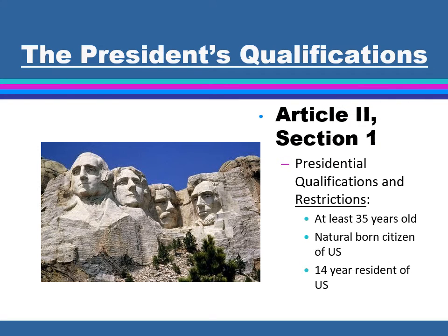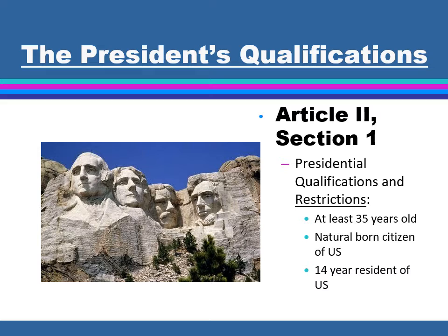The only qualifications that we have listed to be president of the United States are found in the Constitution, which is where we should look to find all of our information about government. If we want to know the truth, go right to the source. We're going to find that in Article 2, Section 1. Article 2 covers the executive branch. Article 1 covered the legislative, and Article 3 would cover the judicial branch. Section 1, the very first section, covers presidential qualifications and any restrictions we have.